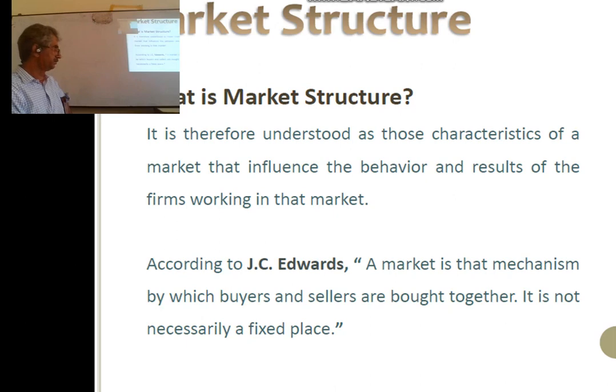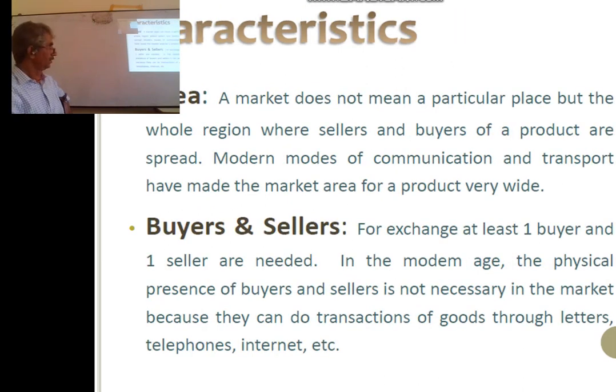According to Jesse Edwards, a market is that mechanism by which buyers and sellers are brought together. It is not necessarily a fixed place. So, the characteristics of the markets according to the area: a market does not mean a particular place, but the whole region where sellers and buyers of a product are spread. Modern modes of communication and transport have made the market easier, and the area of a product very wide.